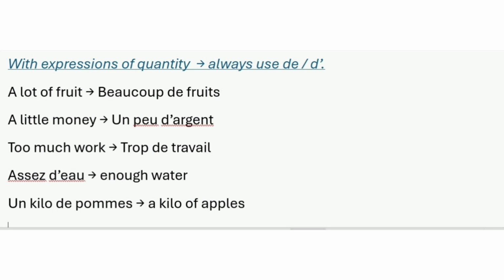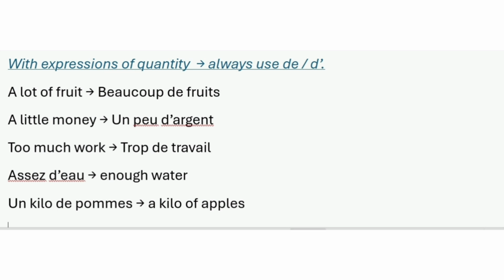Then a little money, that is un peu d'argent, not de l'argent, because even though a vowel is there, only the preposition de. Then too much work, trop de travail, not du travail, because even though travail is masculine, only the preposition de. Then assez d'eau, that is enough water, only the preposition de before the noun. Un kilo de pommes. Pommes is again plural here, still we are not putting des, but we are writing de, because it's an expression.